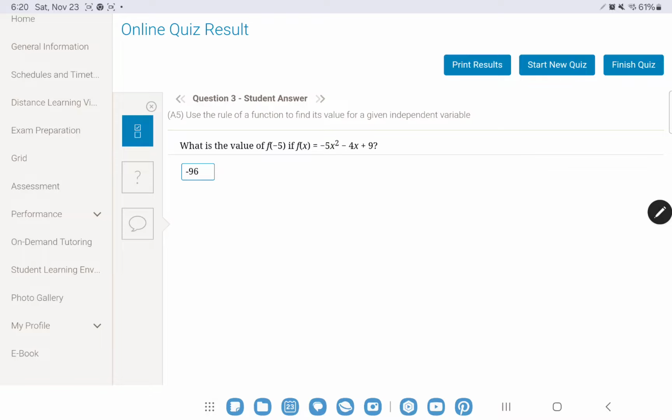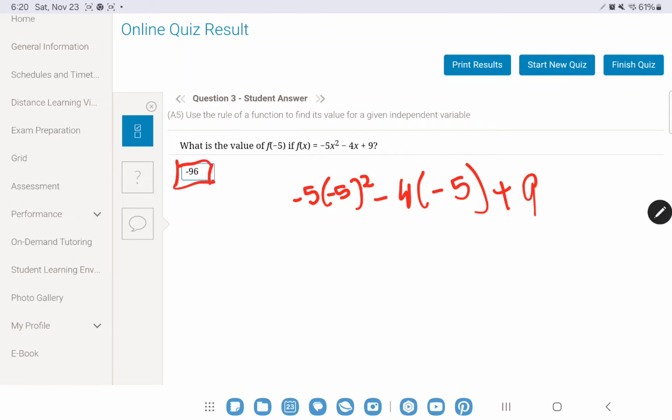Here, you do one thing. Put all the values in your calculator. Negative 5 into negative 5 squared minus 4 into negative 5 plus 9. All you need to do, put it in your calculator, you're gonna get this answer. Definitely. Let's move on.